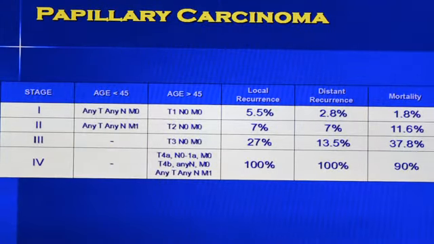For staging of papillary carcinoma, take note of the age of less than 45 years old. If you have no distant metastasis, you're only up to stage 1. For distant metastasis in people less than 45, that's stage 2. For greater than 45, that's when we use the other staging, stages 1, 2, 3, and 4. And the survival is very good.